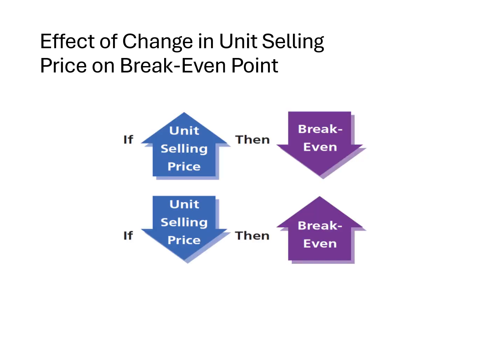This is our visual, and as you can see, now we have an inverse relationship. So if unit selling price goes up, break-even goes down. If unit selling price goes down, break-even goes up.